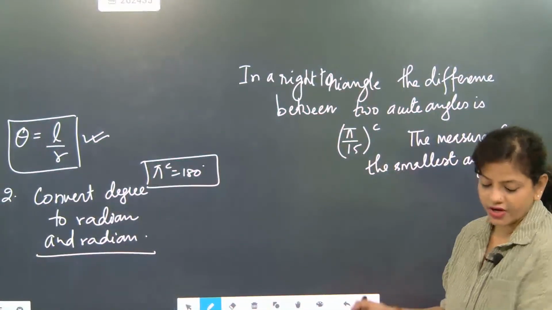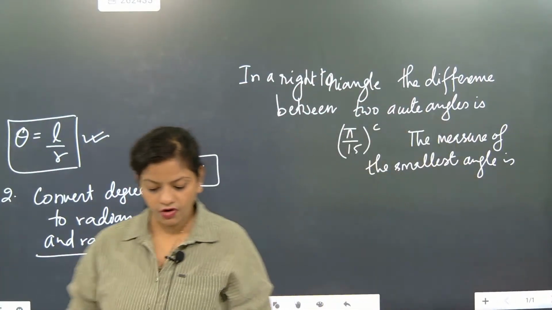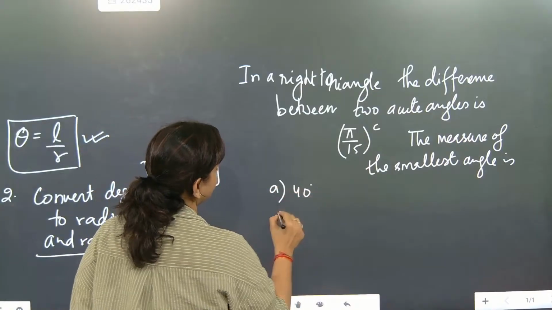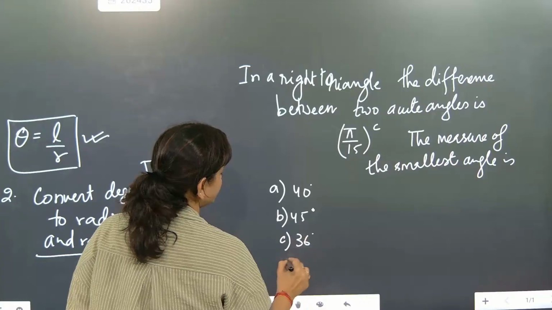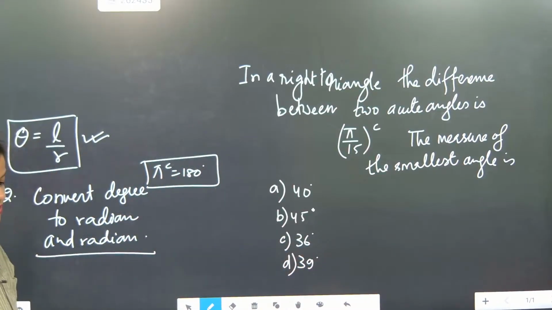Go for it. Try this question. This is the first beginning part question. Your options are 40, 45, 36, 39. Four options I am giving: 40, 45, 36 degree and 39 degree. And your time starts now. Come on, start solving this question, beta.